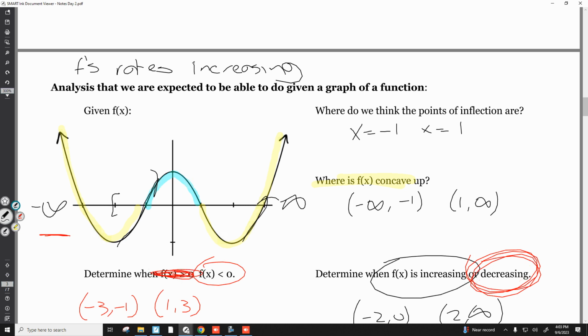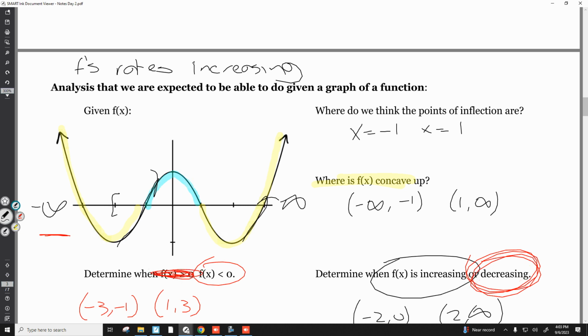Rates increase, slopes increase, causes concave up. When your slopes are increasing, you are concave up. This is where everybody screws up. Because everybody sees F, and they see increasing, and they think, oh, I'm going up. But no.